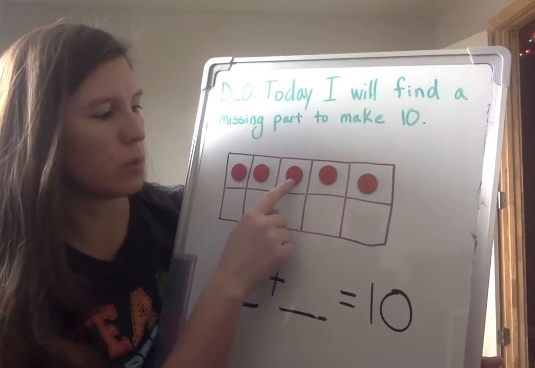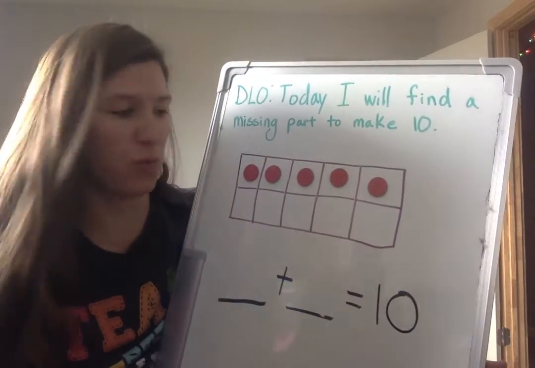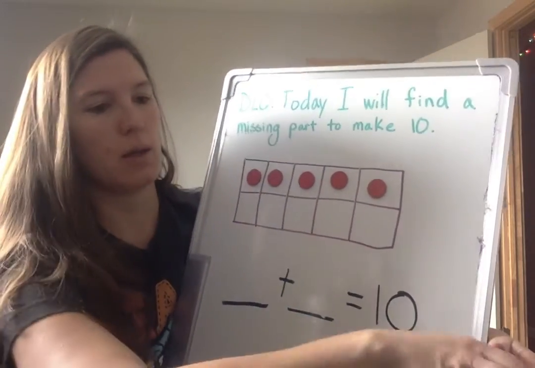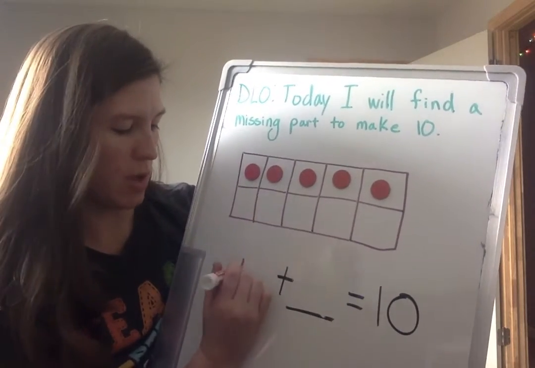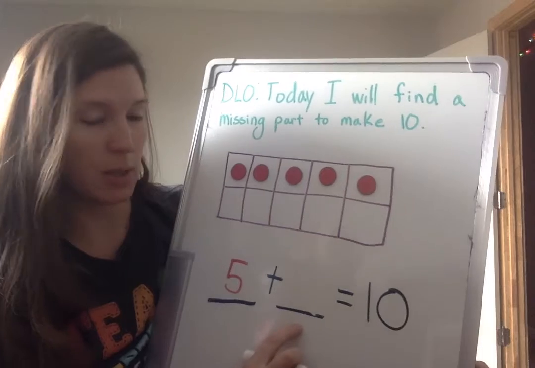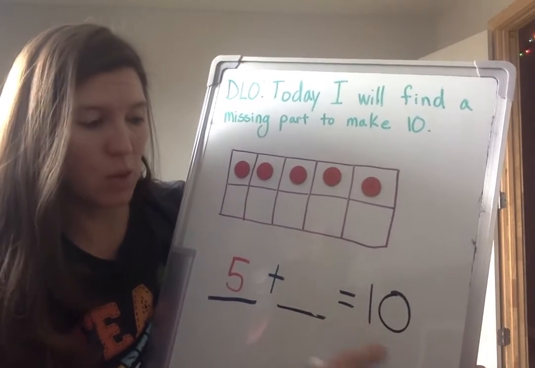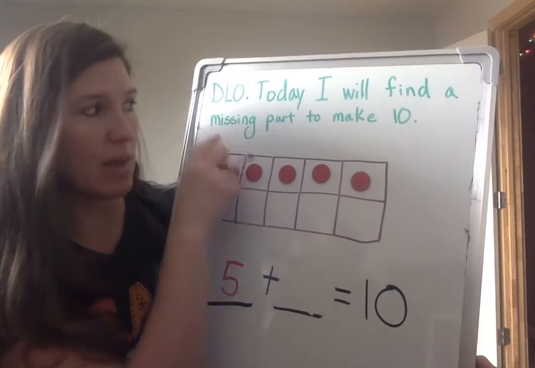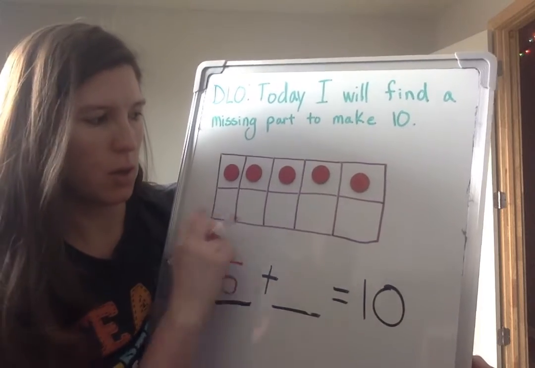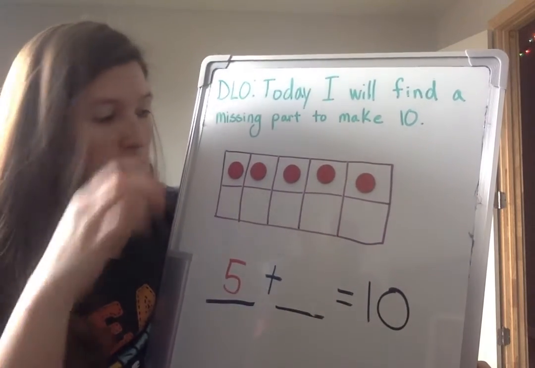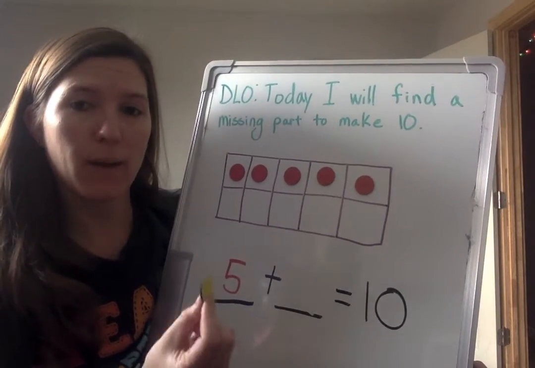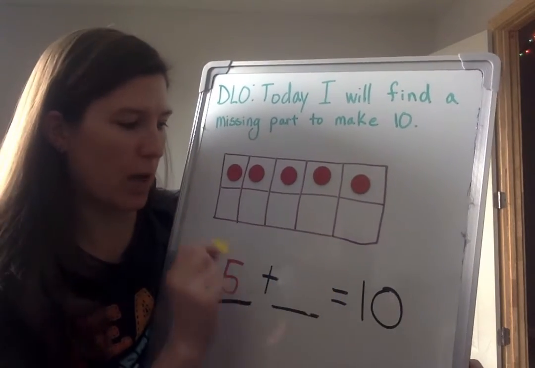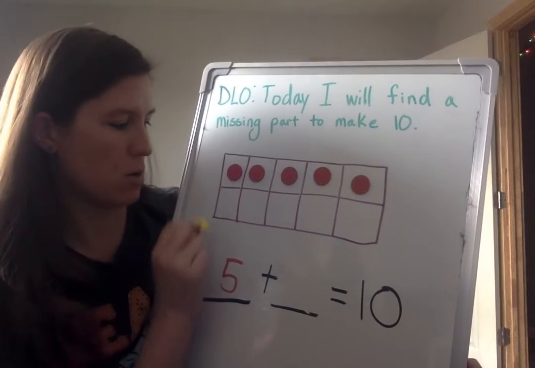1, 2, 3, 4, 5. I have 5. I'll actually write that in red because maybe that'll help. So I have 5 plus a number equals 10. I need to find that missing part right here by filling in the rest of the windows. So with your flippy chips, flip them over and let's fill in the 10 frame to find out how many more we need to make 10.